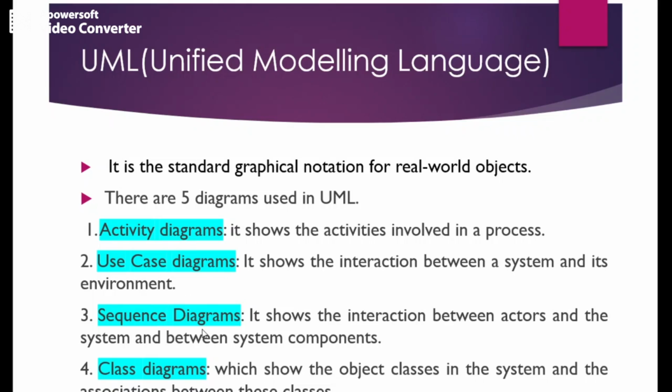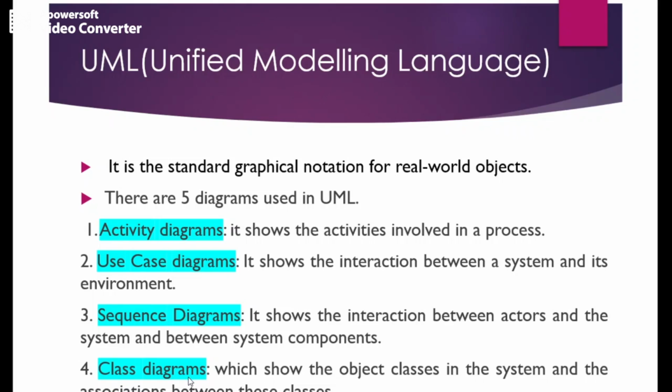Third one is sequence diagrams. Sequence diagrams mainly show the interaction between actors and the system, or it can be between actors and the system components also. So that is the sequence diagram, which mainly shows the interaction between actors and the system, or between the system components.